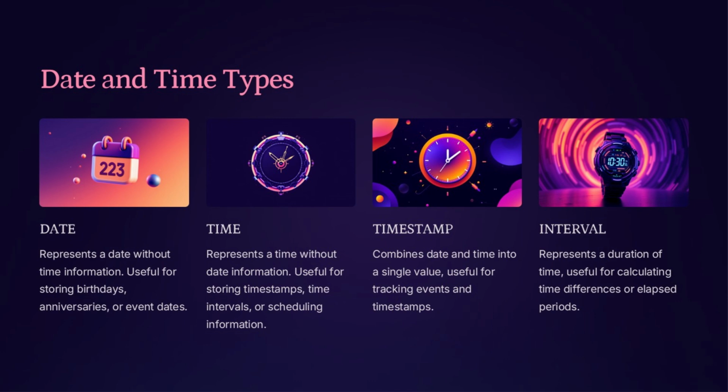Times are useful for storing timestamps, time intervals, or scheduling information. Timestamps combine date and time into a single value, helpful for tracking events. Intervals represent a duration of time, useful for calculating time differences or elapsed periods. These date and time types provide flexible ways to work with temporal data in your applications.